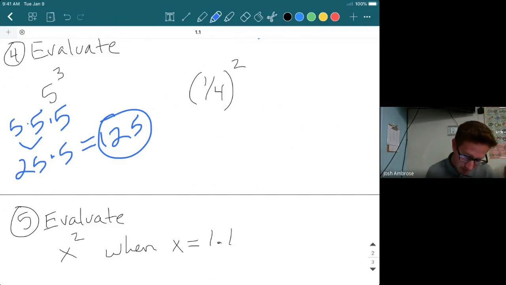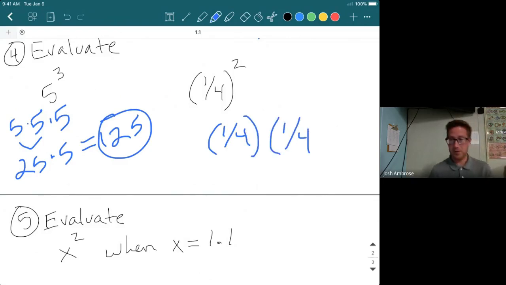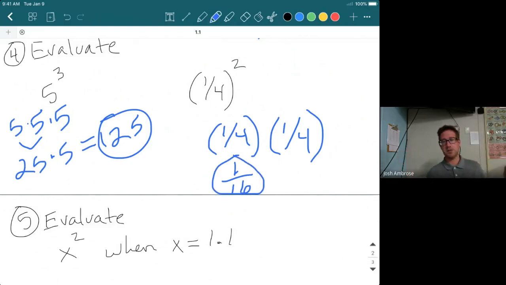Okay. Now we have 1/4 to the power of 2. In other words, 1/4 squared. Now that is 1/4 times another 1/4. Okay. And we did a problem very similar to this in our review, the very first assignment. So we're going to go top times top, bottom times bottom. So 1 times 1. What is 1 times 1? 1. 4 times 4, that's on the bottom. What's 4 times 4? 16. There we go. 1/16.